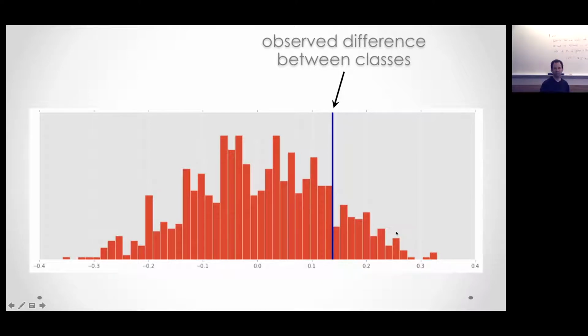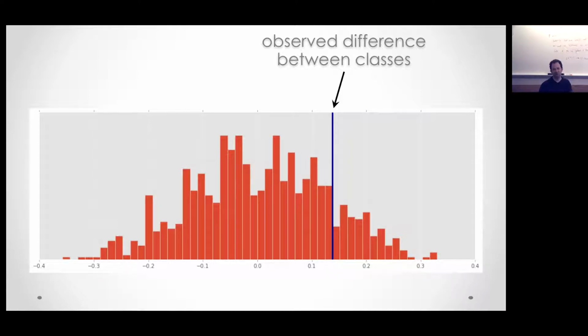So looking at this histogram, can anybody tell me how that probability appears on this chart? There is a relationship between this visualization and the p-value. Anybody know what it is?